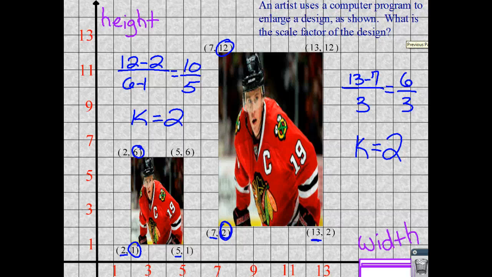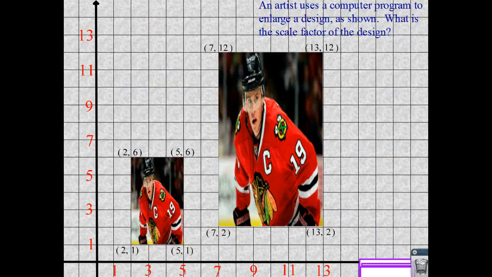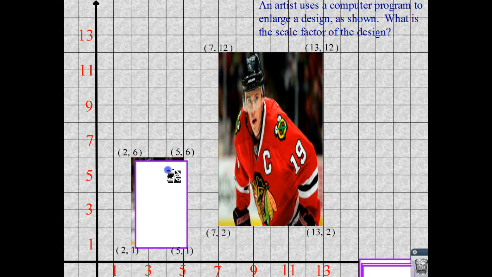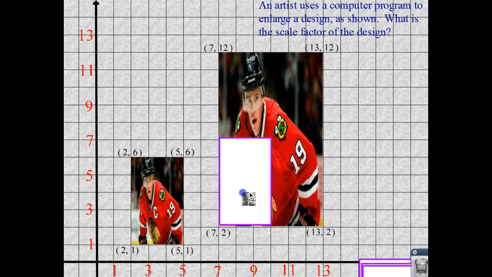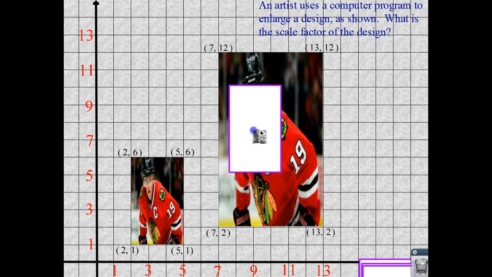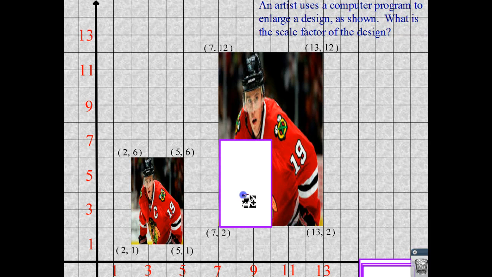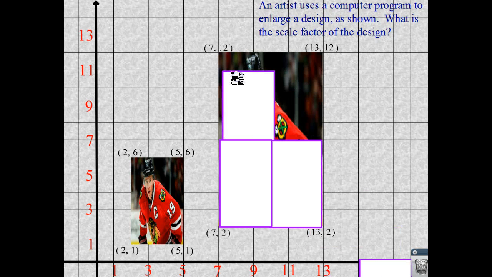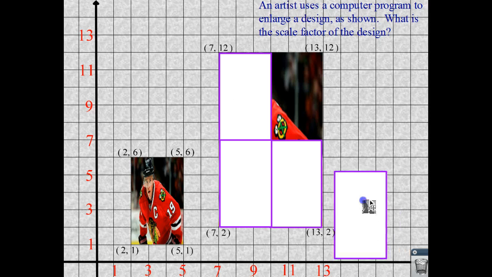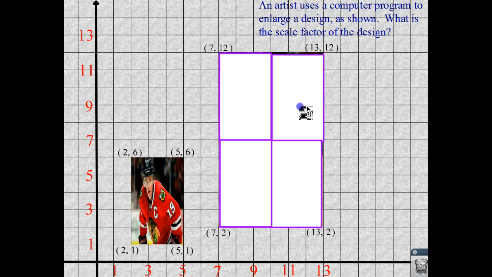But if I'm looking at these pictures, let me clear off all this stuff. If I'm looking at these pictures and I created a rectangle here that is the size of the original picture, and I multiply it by 2, that doesn't mean that 2 of these are going to fit in. It looks like more than 2 are going to fit in here. So I have 1, 2, 3, actually 4 of the original pictures in there. So again, that's proof that the original is not 1/2 of the size.